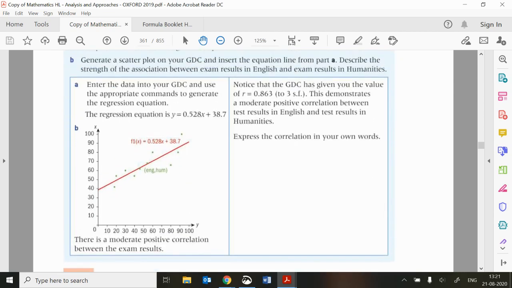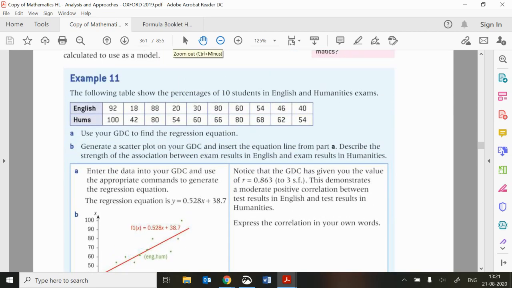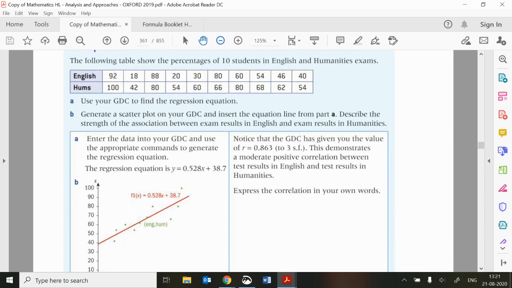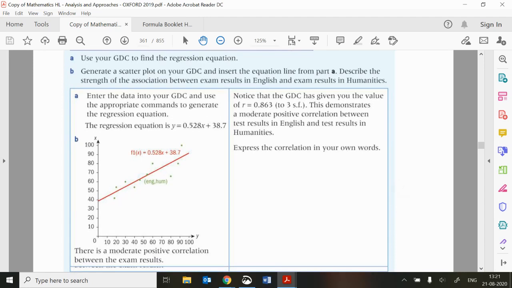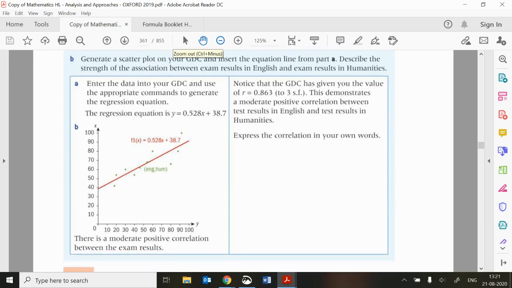So I would suggest that you now spend a little bit of time putting in your English values in the first column of your calculator, and the humanities values in the second column. Use your GDC to do some stats calculations, look at linear regression, and it will give you an mx plus b or an a plus bx. I can't remember which way around it was, but it's really obvious. It will tell you what your coefficients are, depending on the model that you've got. Now, that's done. So we're doing this via the GDC.